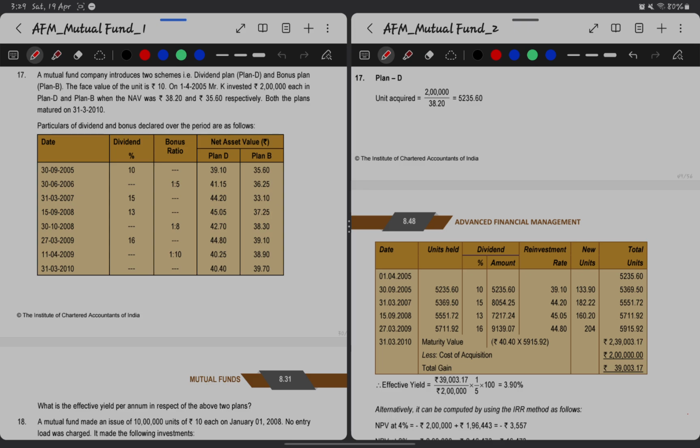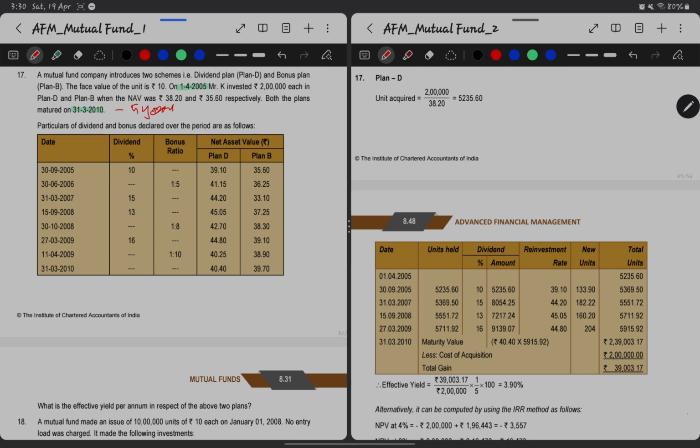So we have the date of investment being 1/4/2005, and they told that the maturity period ends on 31/3/2010. So the period of holding is 5 years in both the schemes. And as they have told, two schemes, Plan D is dividend plan and Plan B is bonus plan, and dividend percentage is given, bonus is given, net asset value on the respective dates are given. Let's go with the first plan, Plan D.